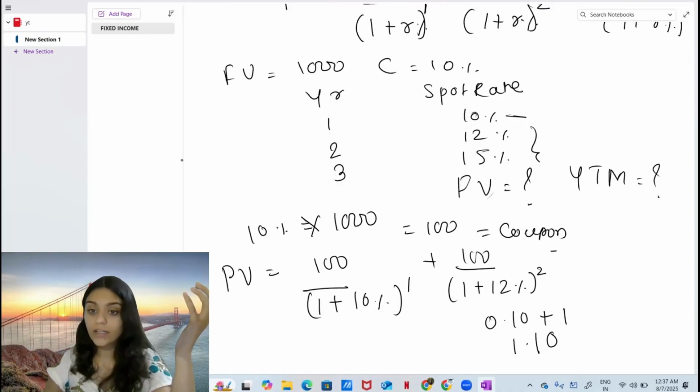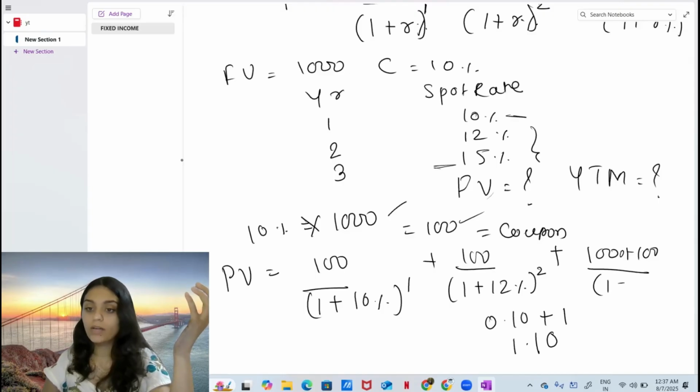Now, for the third year, you will also have 1000 with 100. So 1000 plus 100 divided by, what is the third year's spot rate? 15%. So 1 plus 15% raised to 3.